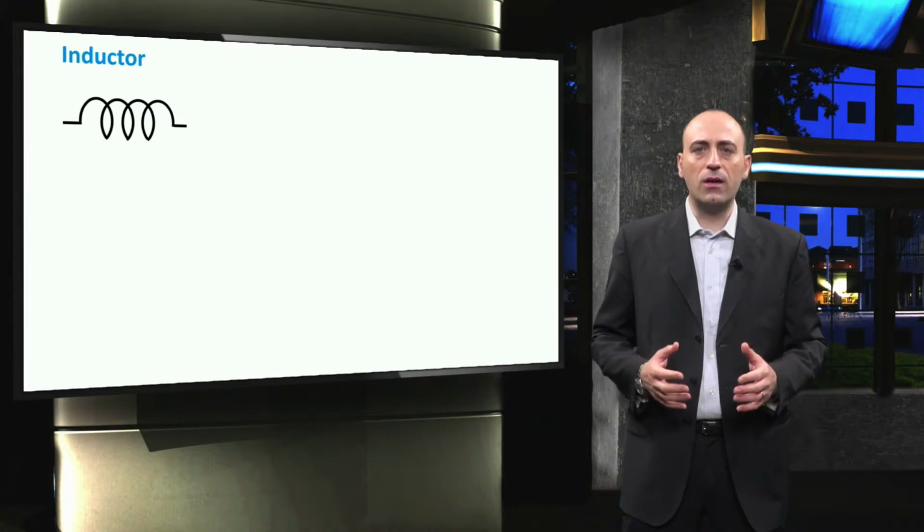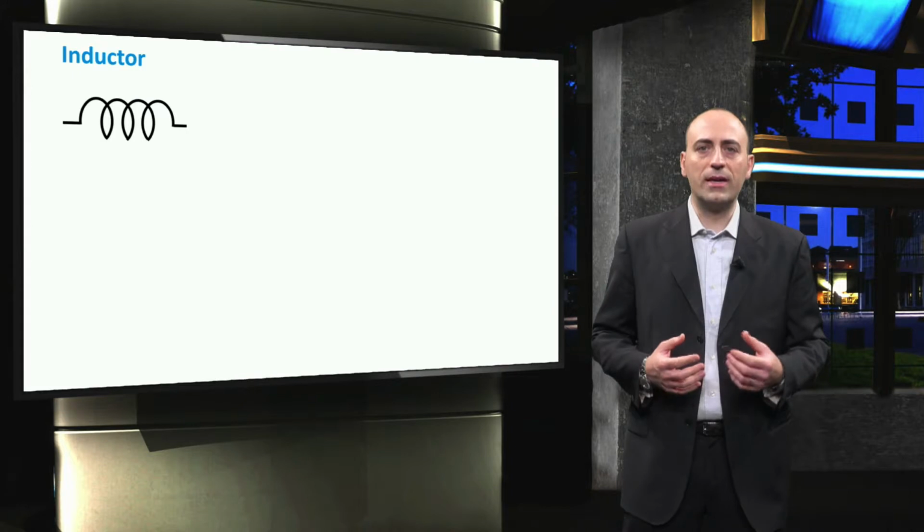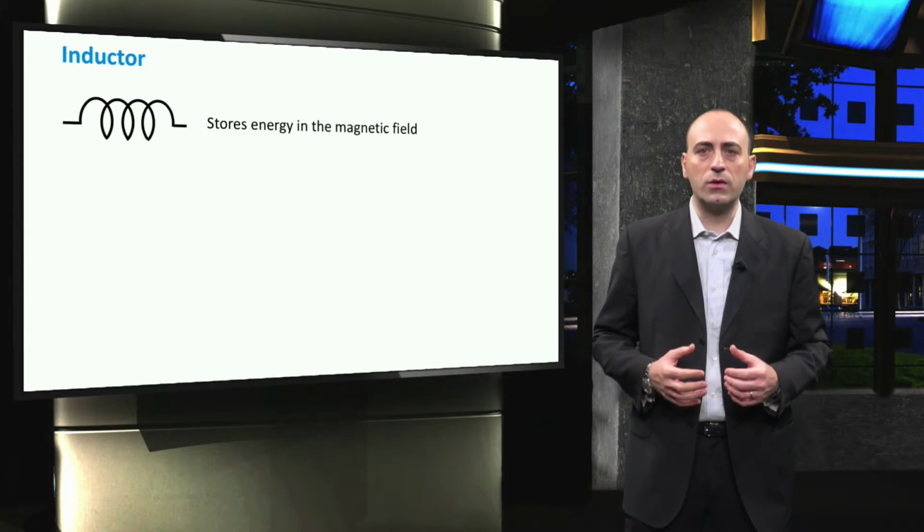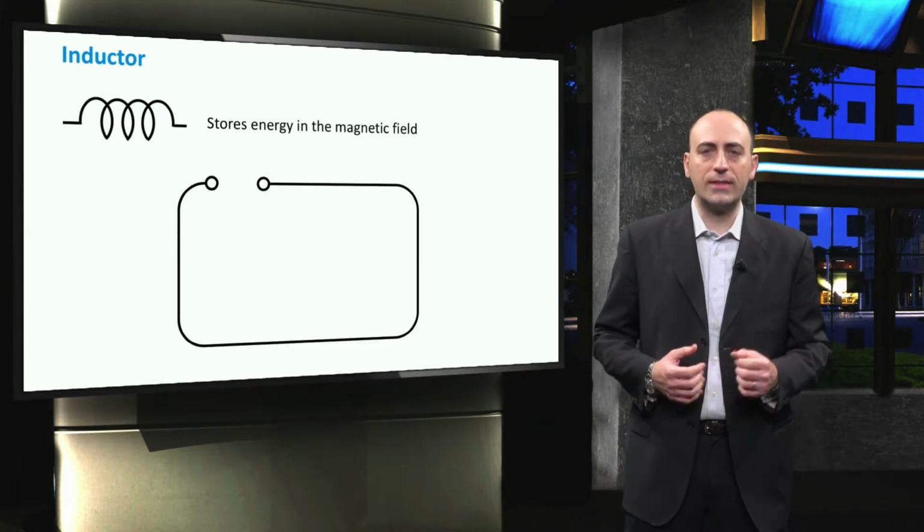The next component is the inductor. Simply speaking, an inductor, or a coil, is an insulated piece of wire wound around a magnetic core that serves to store energy in the form of a magnetic field. To understand how an inductor works in a circuit, we will use the following example.